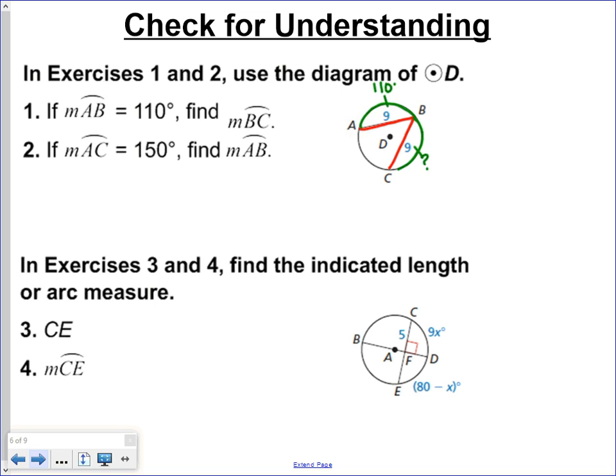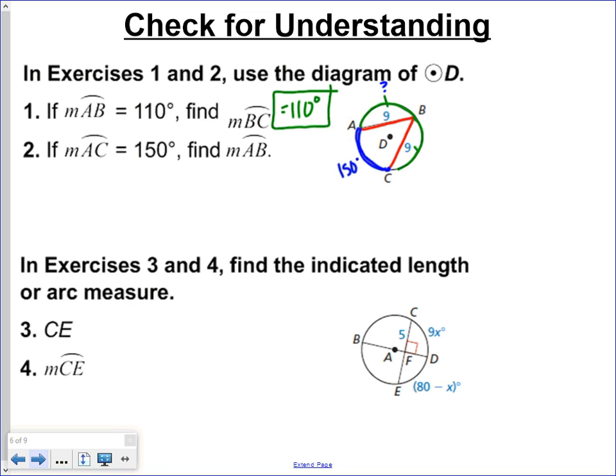Someone I've not heard from yet. If AB is 110, find BC. Joe, what do you think BC is? Any guesses? 110. That's exactly right. They have to be the same. So if AB is 110, BC is 110 as well. Now, number 2 is separate from number 1, so the 110s are no longer there. This one says if arc AC is 150 degrees, find arc AB.